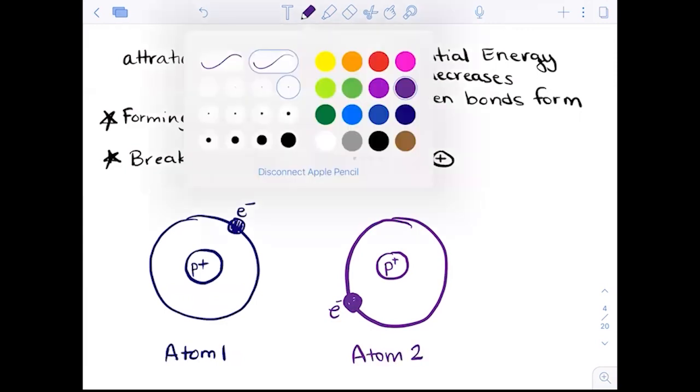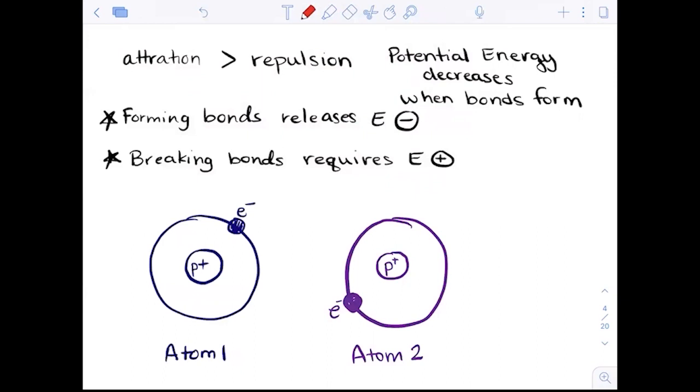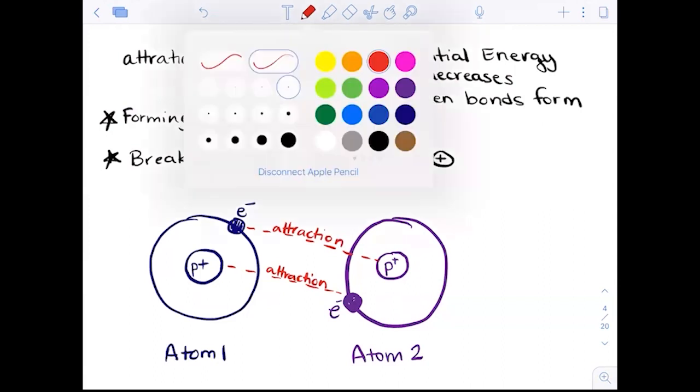Now, when these two atoms want to bond, one thing they have to keep in mind is that opposites attract. There's some attraction between one atom's protons in the nucleus and the other atom's electrons, and the same over here, attraction. These are the good things. These are what actually holds the atoms together.